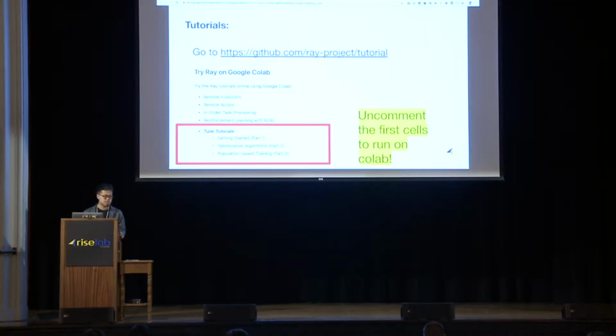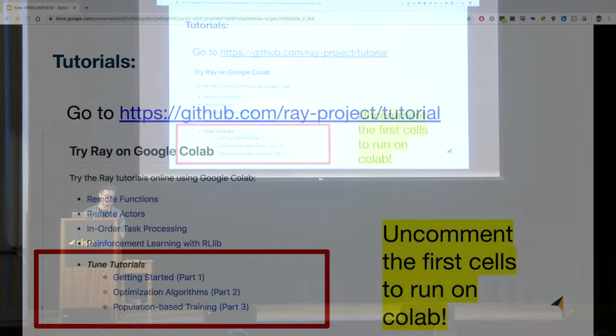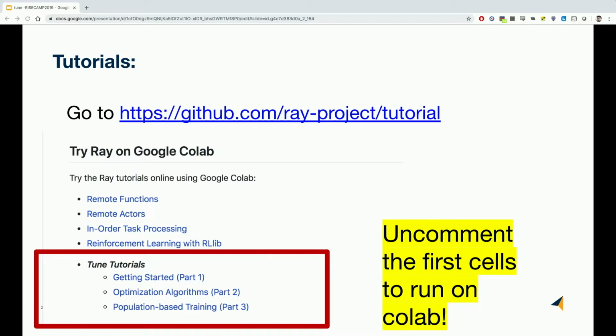Here's the link to the tutorials. You should be clicking the 3 notebooks on the bottom. And the trick here is that you have to uncomment the first cells in order to run on Colab. If you want to run locally, you can also leave the first cells commented. So don't touch that thing.